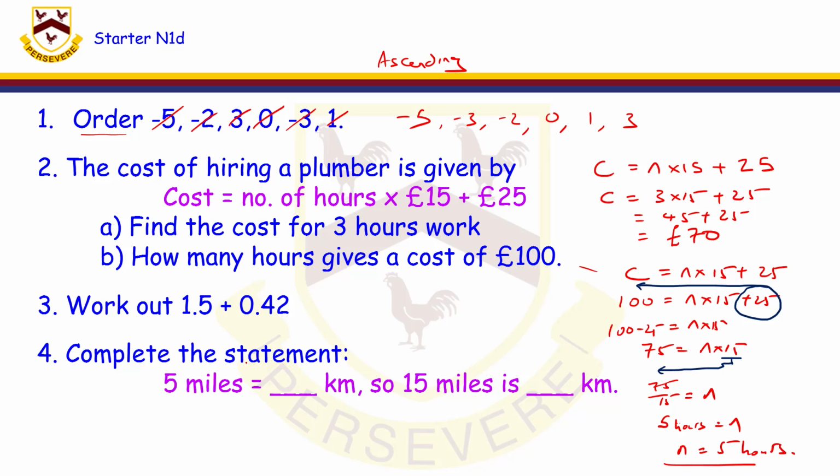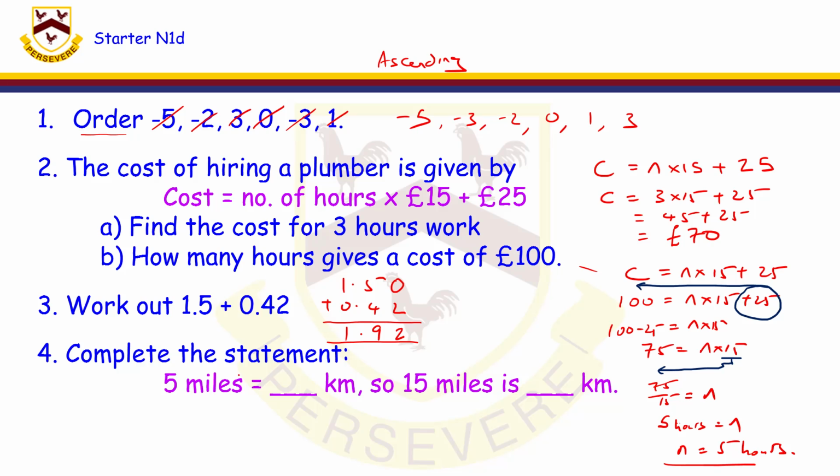Okay. For number 3, write it out as a column sum. 1.5 plus 0.42. Okay. Get these in an exam. Got to make sure we get it right. So don't guess. Don't try and do it quickly. Make sure we always write it out. 1.5 we can write as 1.50, and then we add 0 plus 2 is 2, 5 plus 4 is 9, decimal, 1.92.